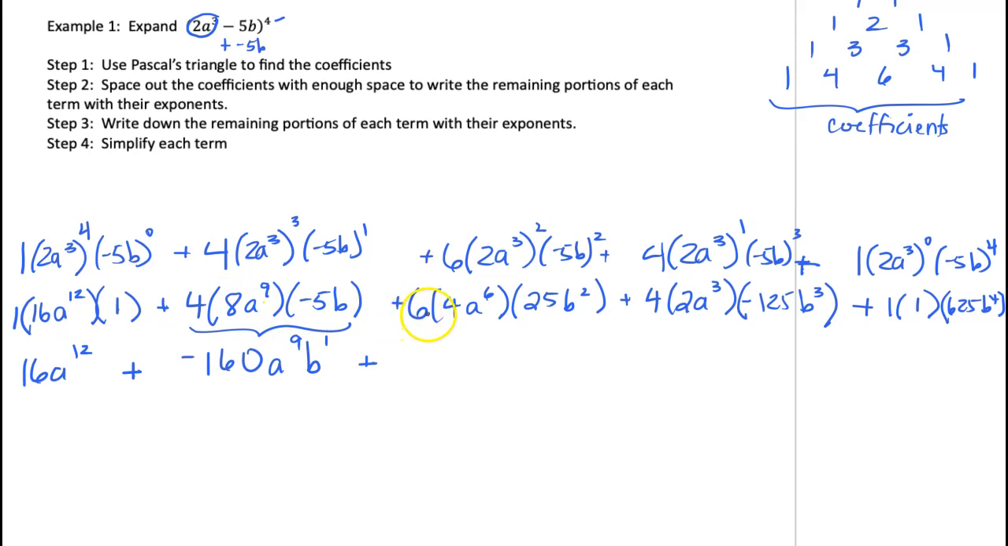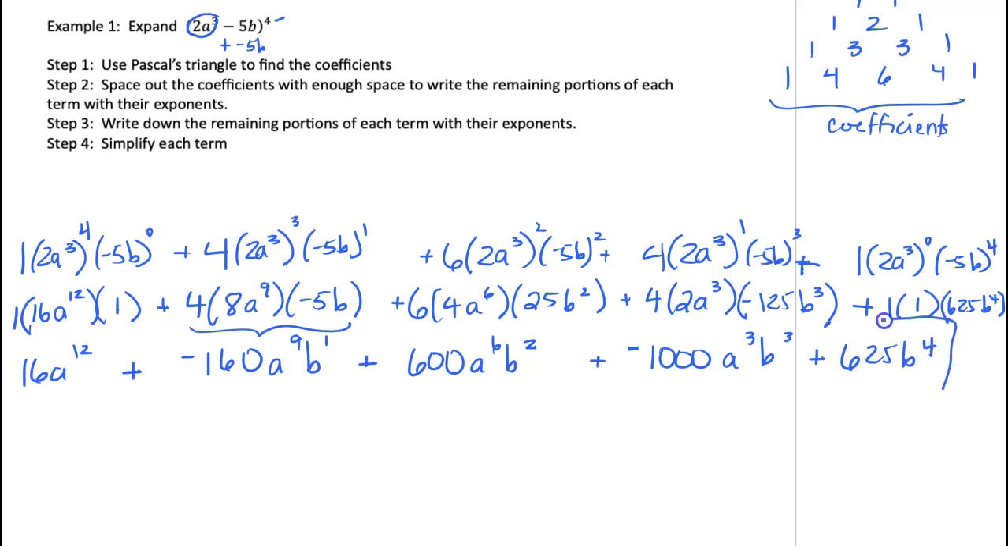we have 4 times 25 is 100, times 6 is 600, a to the 6th, b to the 2nd. Next we have 125 times 4, or negative 125 times 8, if you want to think of it that way, and it would be negative 1,000. So 125 times 4 would end up giving us 500 times 2 is 1,000. And then our variables a cubed, b cubed. And then 625b to the 4th. And that would be our expanded form.